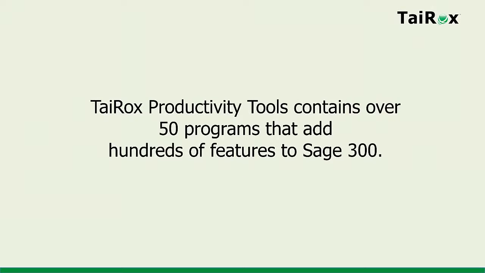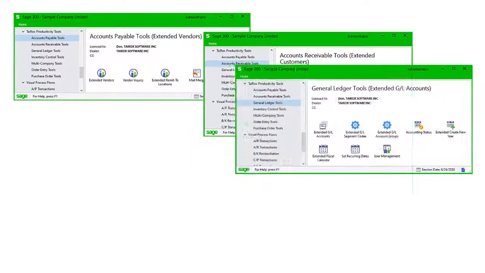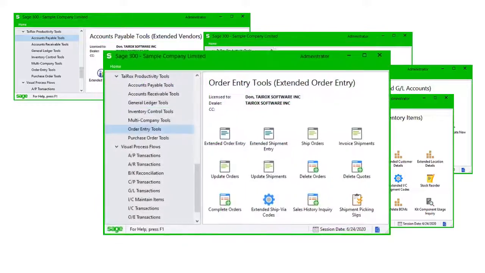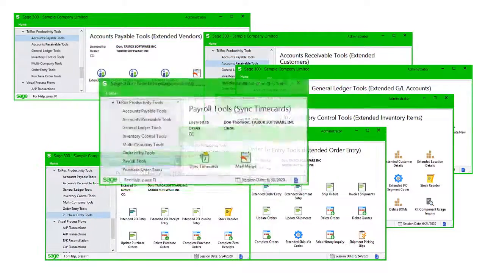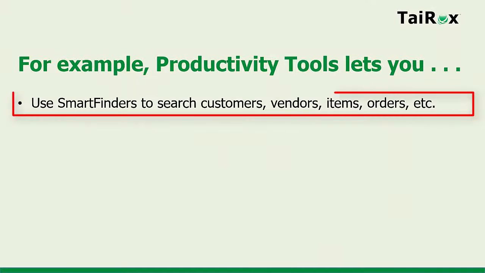TaiRox Productivity Tools contains over 50 programs that add hundreds of features to Sage 300. Features for accounts payable, accounts receivable, general ledger, inventory control, order entry, purchase orders, and payroll. For example, productivity tools let you use SmartFinders to search customers, vendors, items, orders, POs, or invoices.